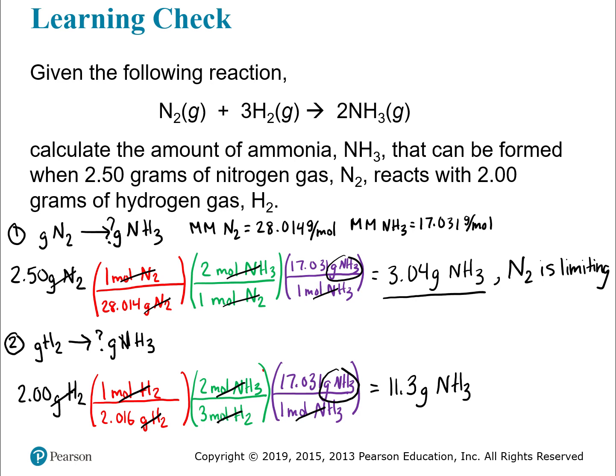So generally speaking, however you see the initial reactants given, that's how the product should be given too. So we're given grams, so you need to give grams of ammonia. An amount of ammonia also implies the mass.